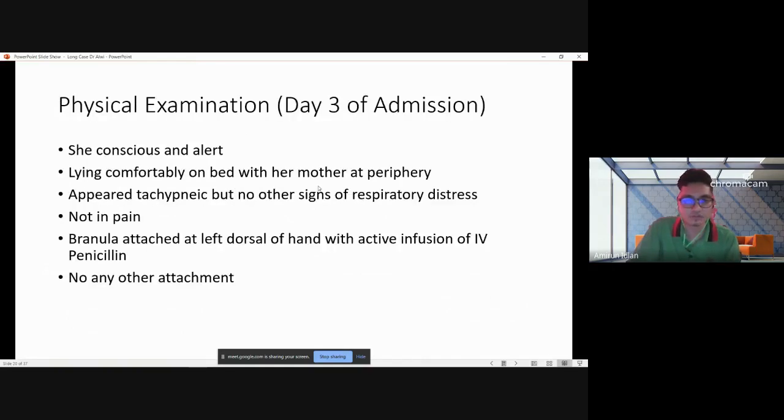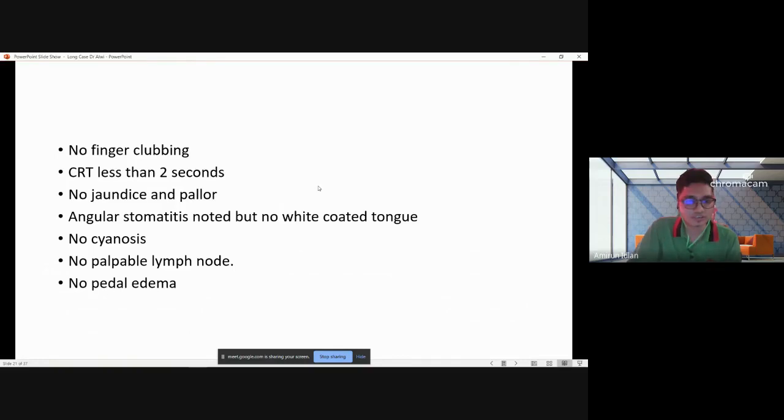For physical examination, it was done on day 3 of admission. She was conscious and alert, lying comfortably on bed with her mother at the periphery. She appeared tachypneic, but had no other sign of respiratory distress, and no pain. There was a branula attached at the left dorsum of hand with active infusion of IV penicillin. However, there was no other attachment. Peripherally, there was no finger clubbing. Capillary filling time was less than 2 seconds, with no jaundice or pallor noted. There was angular stomatitis noted, but no white coated tongue and no enlarged tonsil. No sinusitis, no palpable lymph node, no neck mass, and no pedal edema.